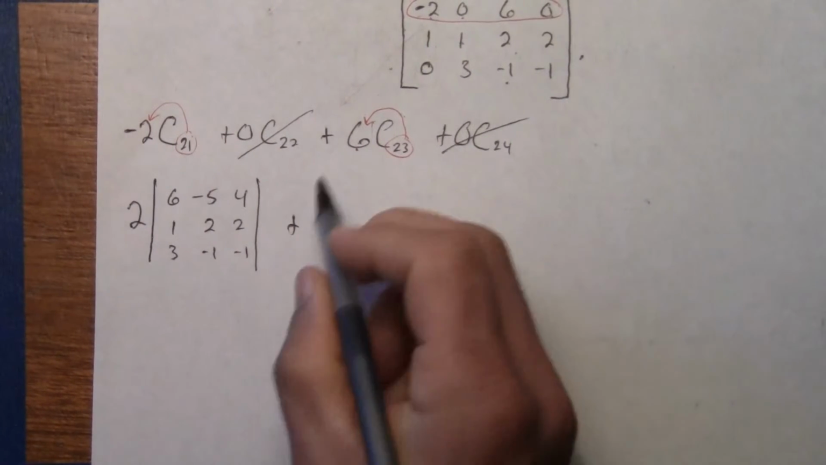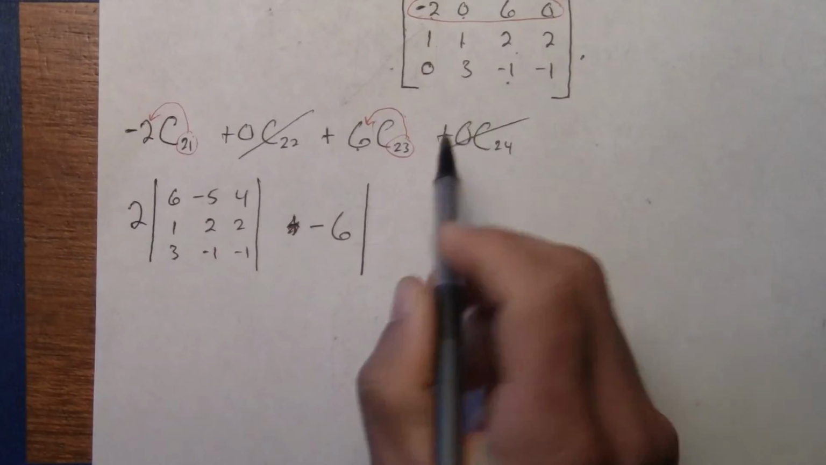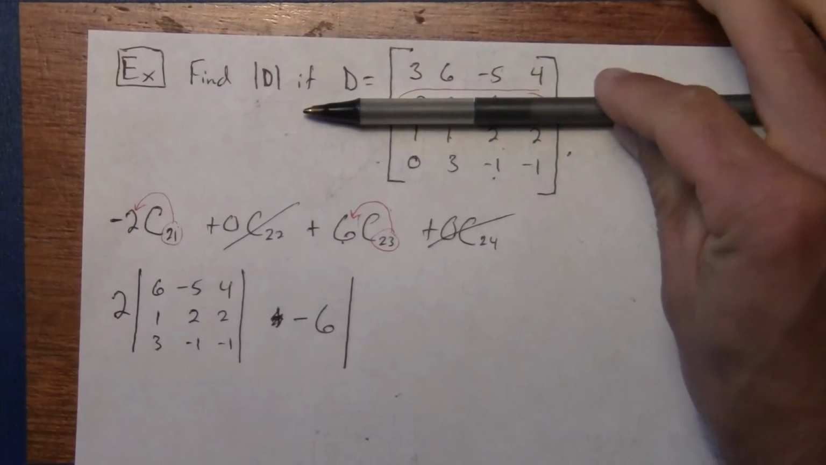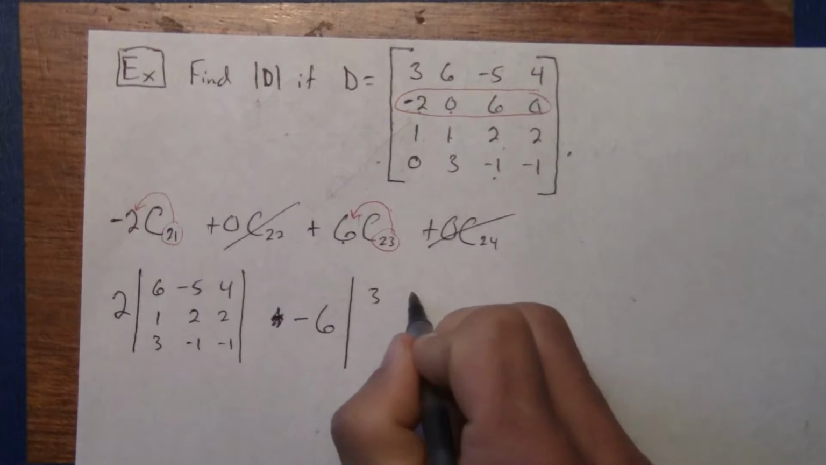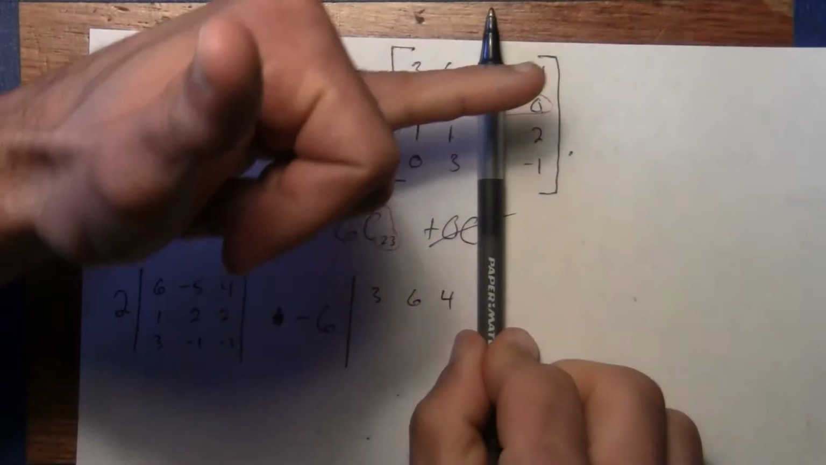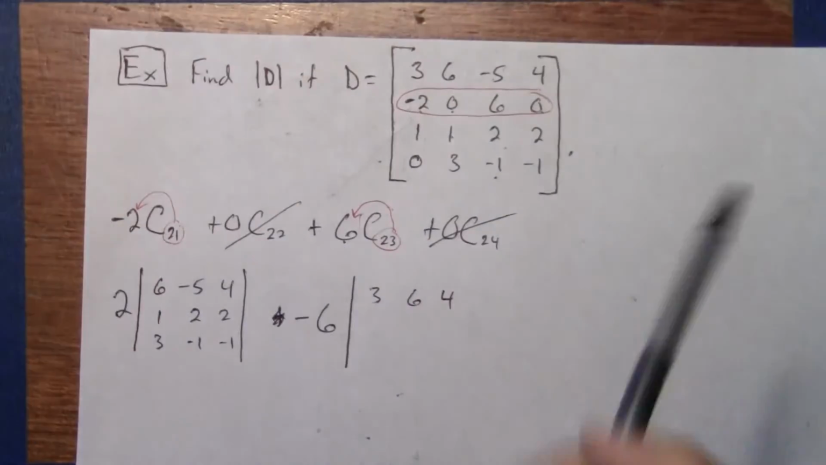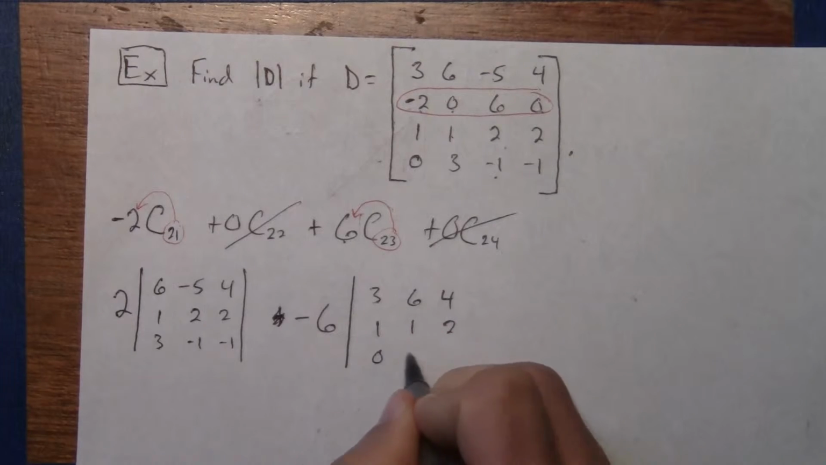Plus, remember I'm switching the sign on this, so I'm now going to switch this to minus 6 times the cofactor. Now block out the second row, third column. And that's going to give me 3, 6, 4. And if you're like me, I like actually putting this down there so I make sure I get the right numbers. 1, 1, 2. And 0, 3, negative 1.